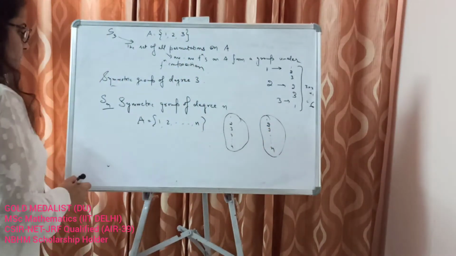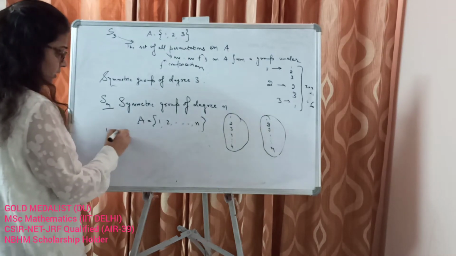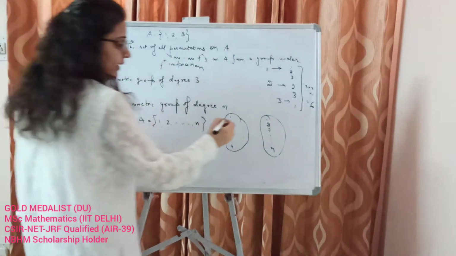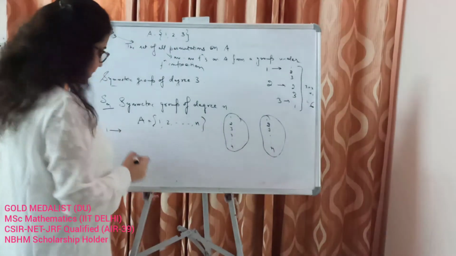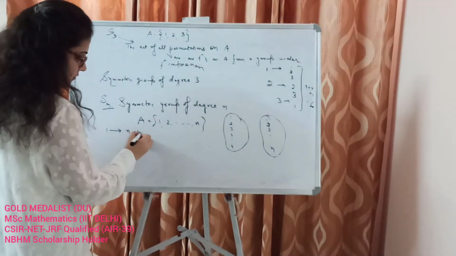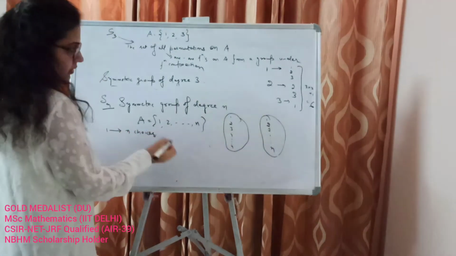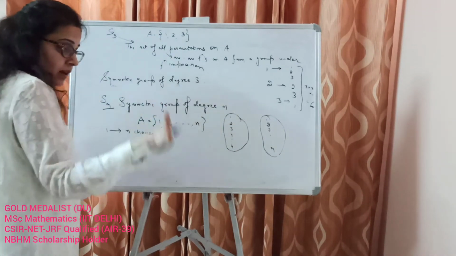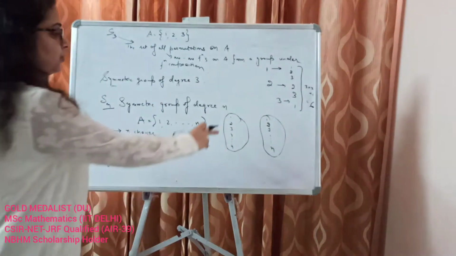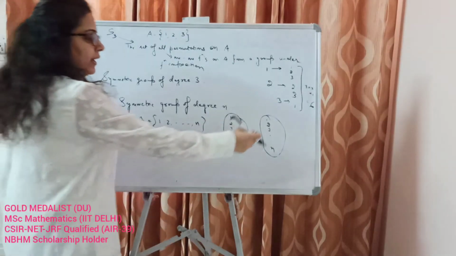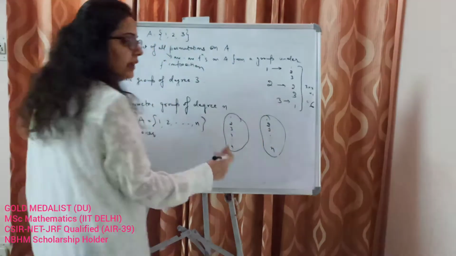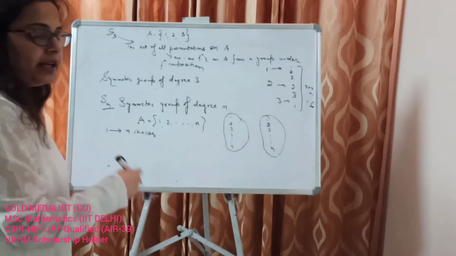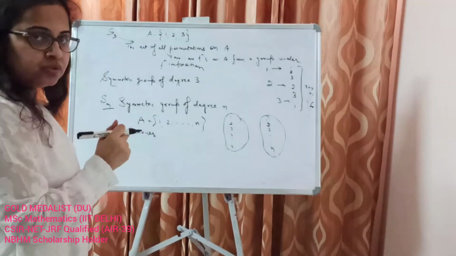Okay, so now 1 has how many choices? N choices. 1 can go to 1, 1 can map to 2, 1 can map to 3, say up till n. Now 2, whatever 1 maps to, leave that element and the remaining n minus 1 can be taken up by 2.